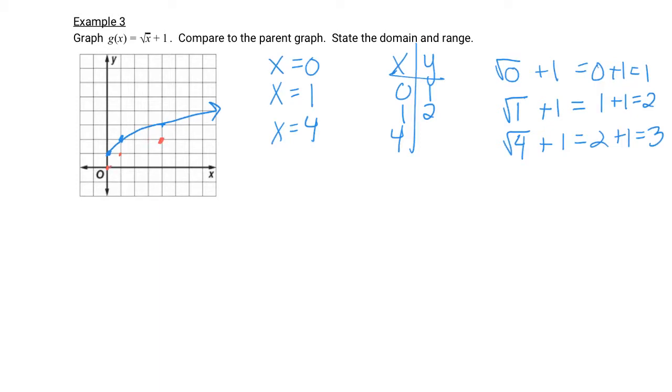And then we connect the dots. So, how do you think the blue line is different than the red one? I hope you answered that it moved up 1. So this plus 1 made our graph move up 1 from the parent.